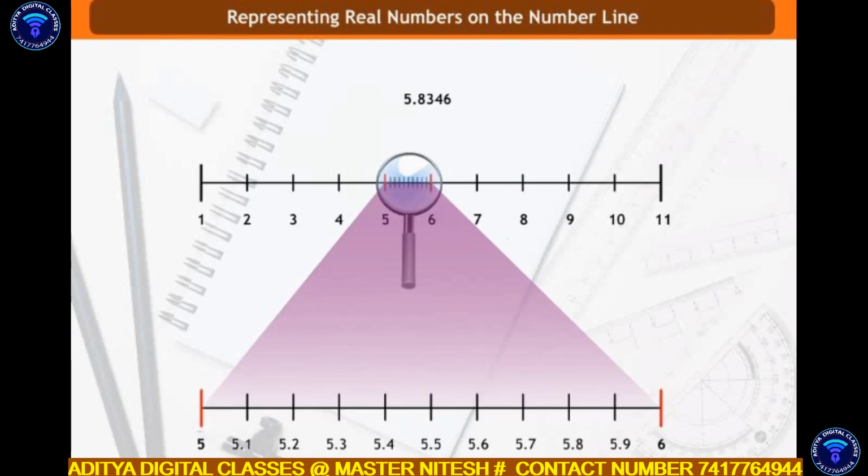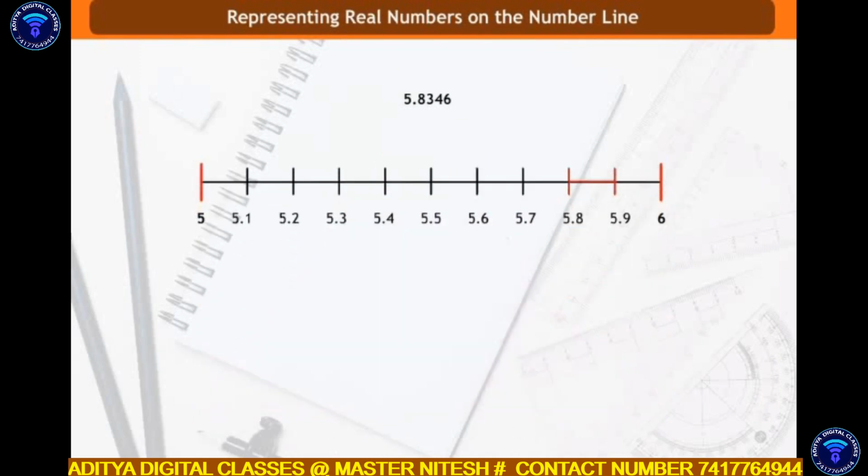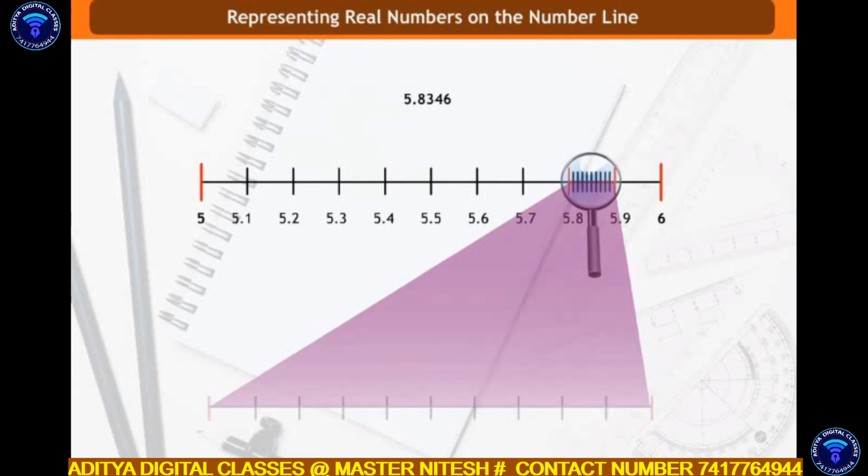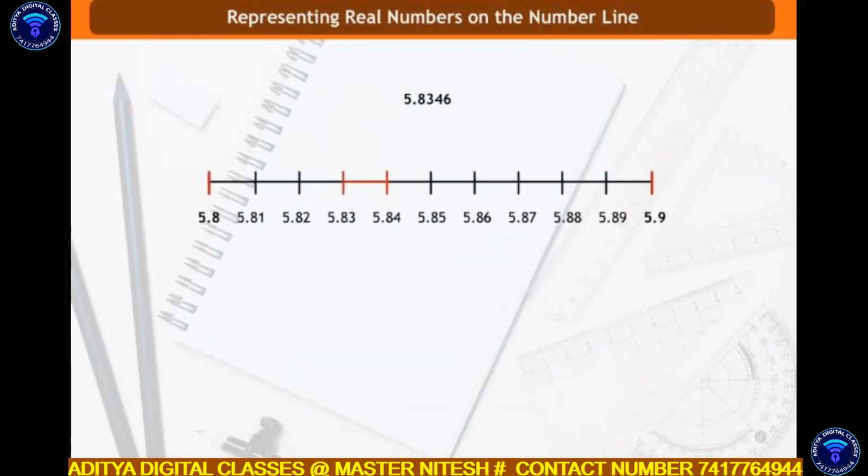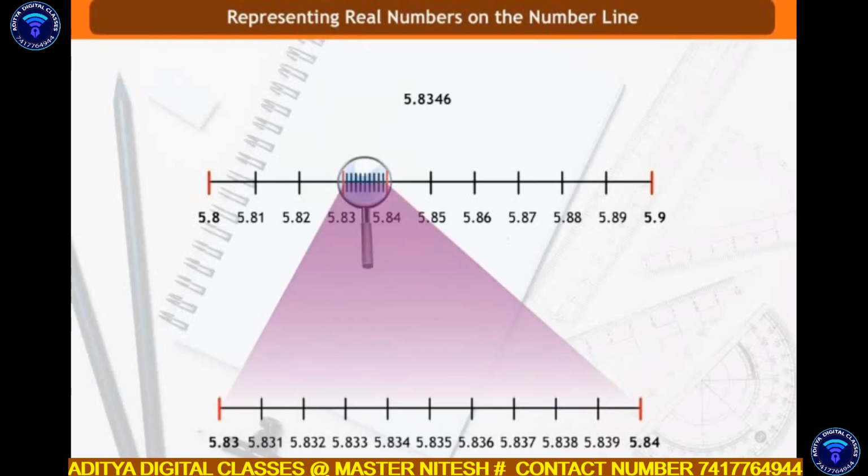5.8346 lies between 5.8 and 5.9. Now further divide 10 equal parts between 5.8 and 5.9 and then magnify them. Now look at this number line. Go back to 5.8346. It lies between 5.83 and 5.84. Repeat this process. Magnify and divide into 10 equal parts.